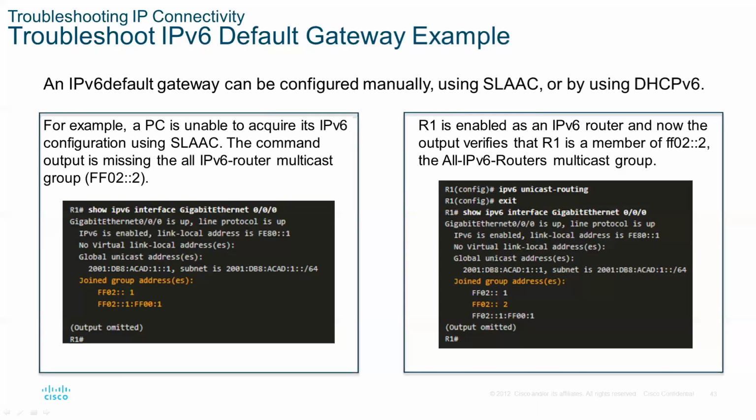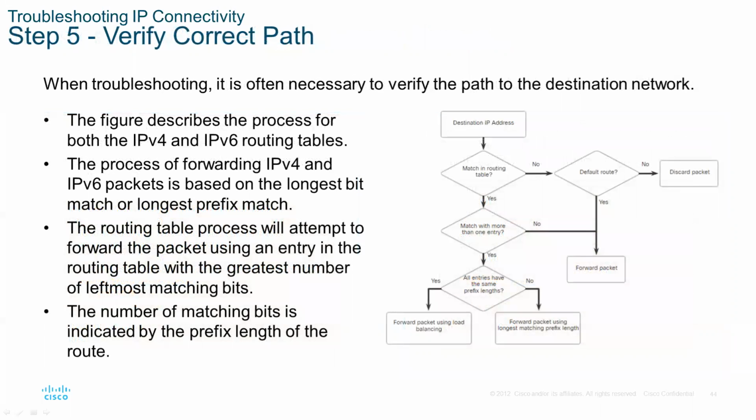So one of the issues that a lot of people forget about when they want to use IPv6 is it's not on by default. So you need to turn IPv6 unicast routing on to get routing occurring. Just a little word.